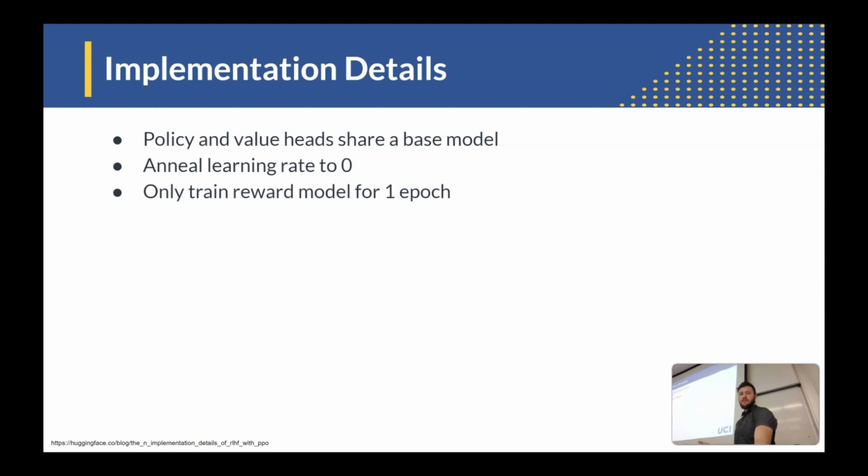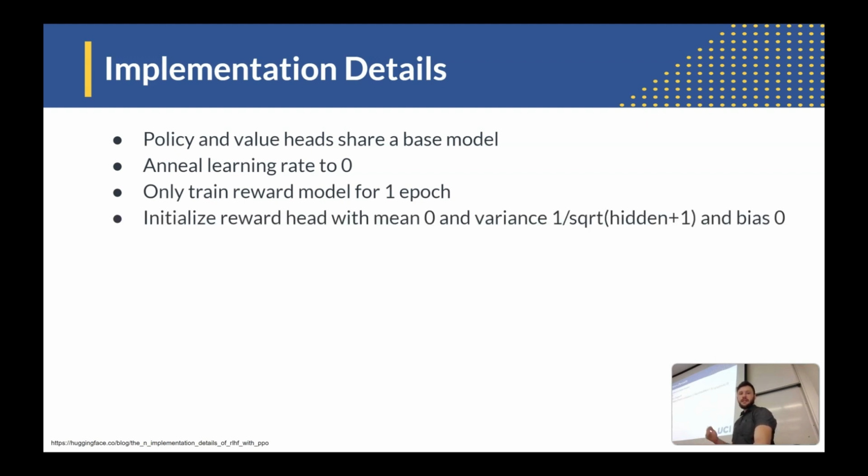For the reward model, you don't want to overfit on your preference data either, so typically just train that for one epoch. Initialize your reward head with zero mean with this variance here, and zero bias. During the training of your reward model, you'll also want to continue normalizing your rewards to keep them mean-centered.